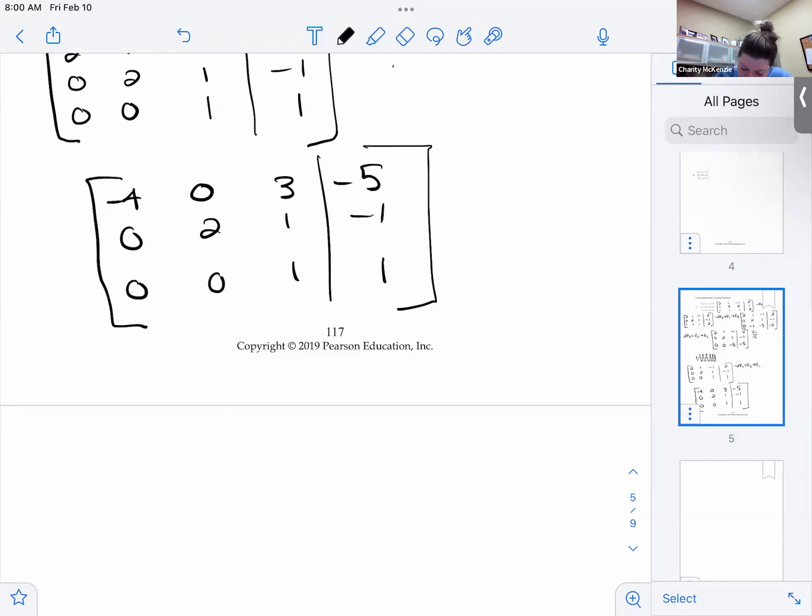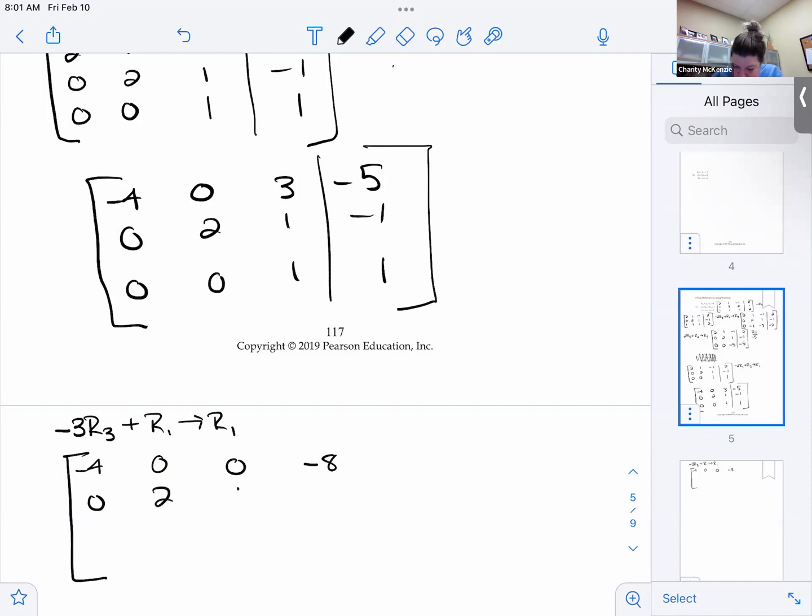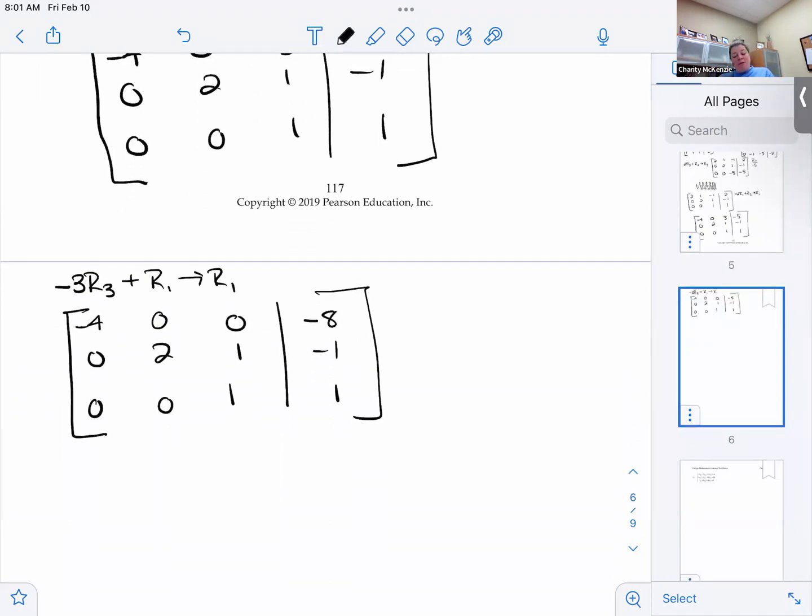So we are going to use that one and that one. So negative 3 times row 3, and we're going to add that to row 1, and we're going to replace it on row 1. So we're still only changing row 1. So negative 3 times row 3 is 0 plus the negative 4 is negative 4. 0 plus 0 is 0. This one becomes 0 because that was the whole point. Because negative 3 times 1, plus another one, minus 5 more is negative 8. Everything else stays the same. 0, 0, 1, 1.